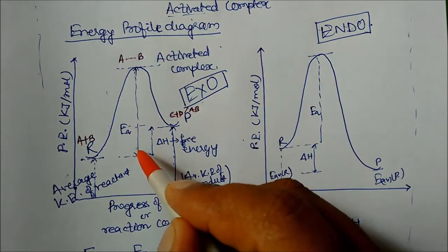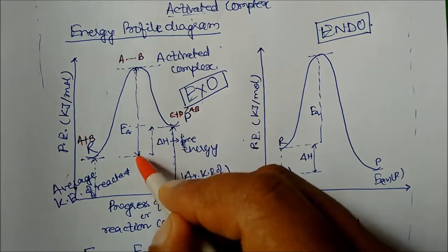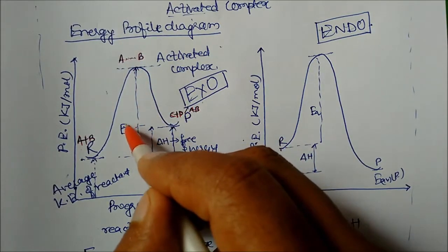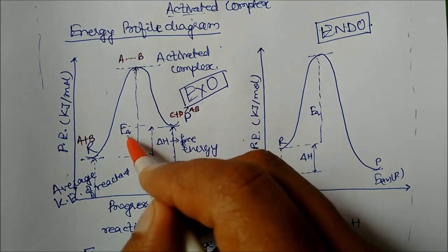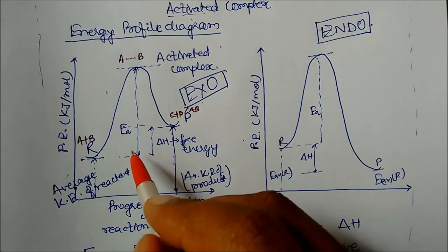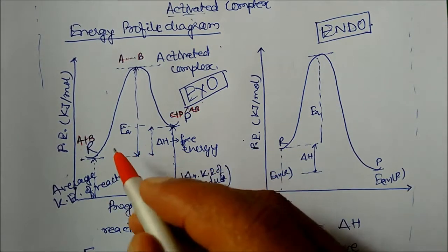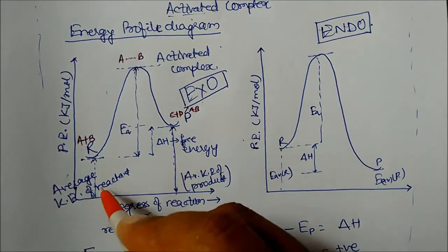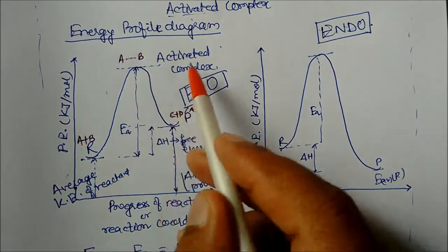So the energy required to reach up to this top of the hill, this position, is called capital E, small a, which is called activation energy. So activation energy is the additional energy above the kinetic energy of the reactant where the activated complex is formed.